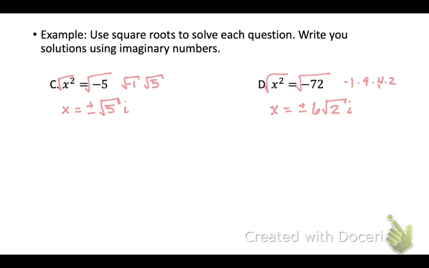Okay, so 72 can be split up to negative 1, 9, 4, and 2. 72 is 9 times 8. So I'm looking for perfect squares because that's what I'm taking the square root of, right? And 8 is 4 times 2. So the square root of 9 is 3. The square root of 4 is 2. What's 2 times 3? 6. And you're left with a 2. And what is the square root of negative 1?